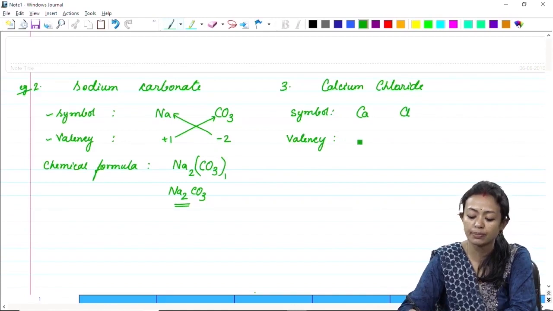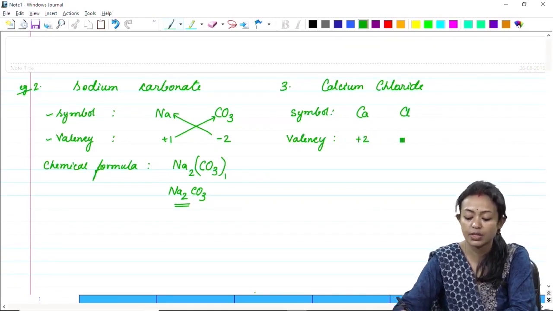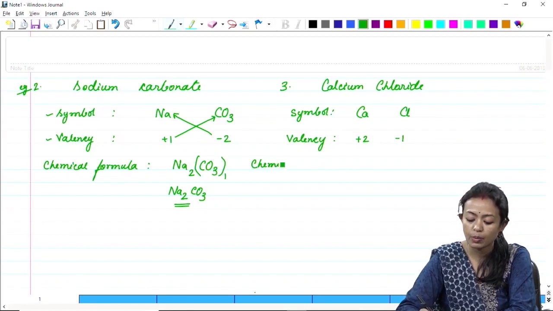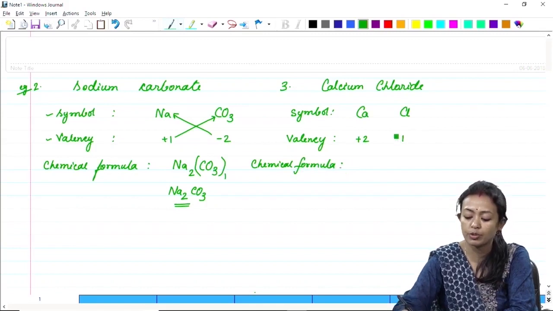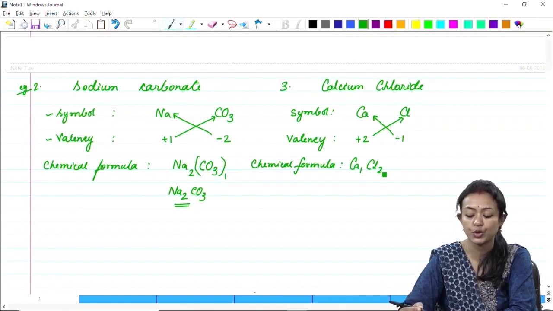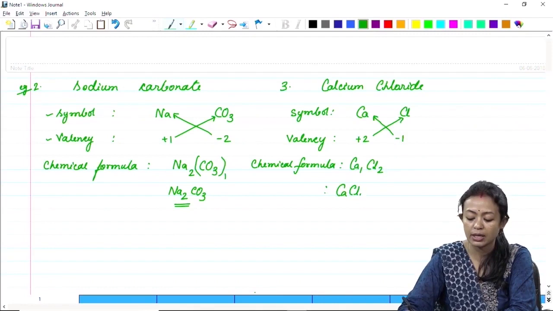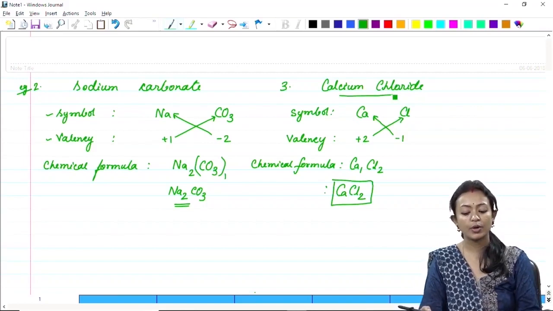Then we write down the valency. What is the valency of calcium? Plus 2. Valency of chlorine? Minus 1. Alright. So when I am writing the chemical formula, I put a cross. When I crisscross it, what would happen? Calcium gets a value of 1 and chlorine gets a value of 2. So if I do not write 1, it is CaCl2. This is the chemical formula of calcium chloride. So I hope this is clear to you.